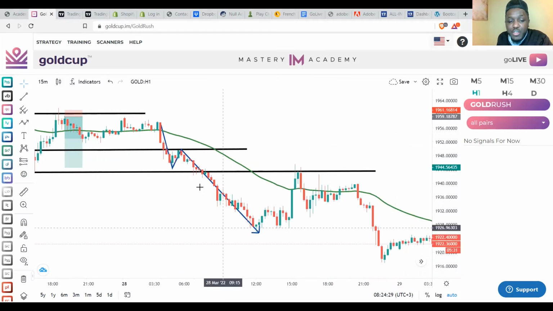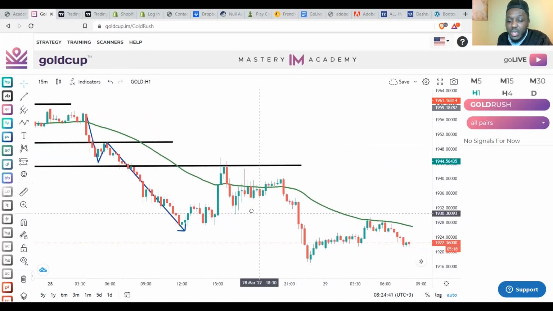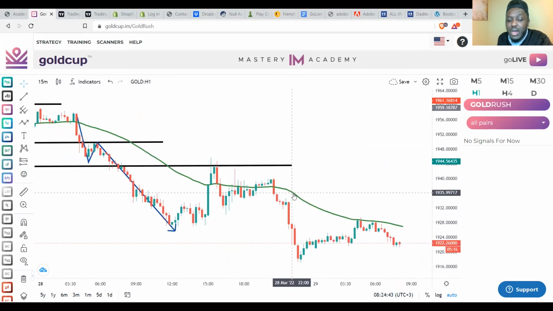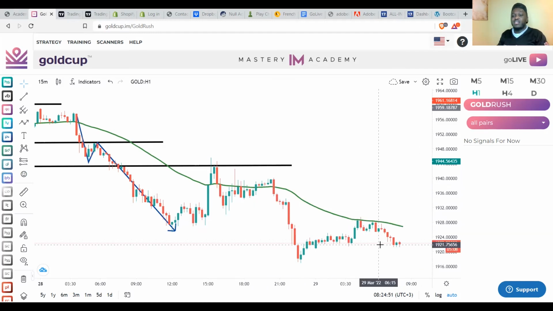All the same, you could have taken this right here below the resistance. That could have been an entry. If you missed it, you could have waited for this market to push back below, then come back below the 50. You could have taken an entry at any one point, either there or here. That's how you use the 50 moving average, and rather, that's how you use moving averages.